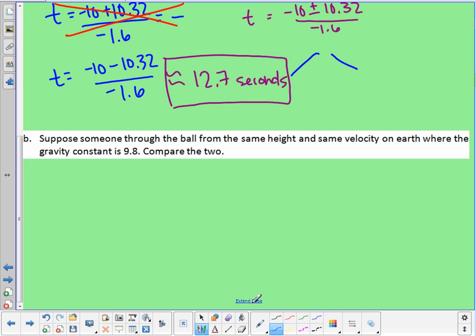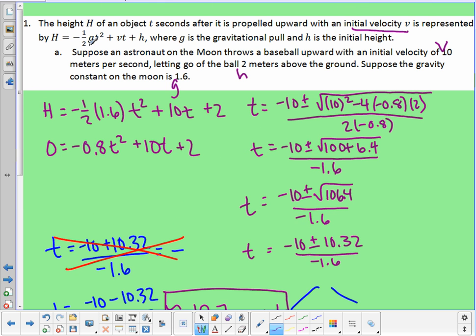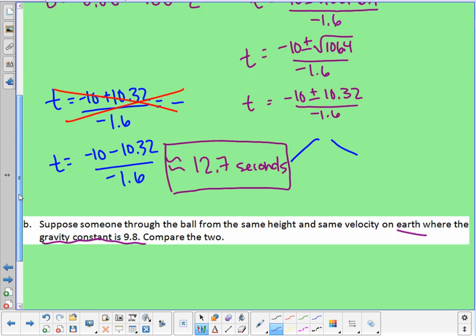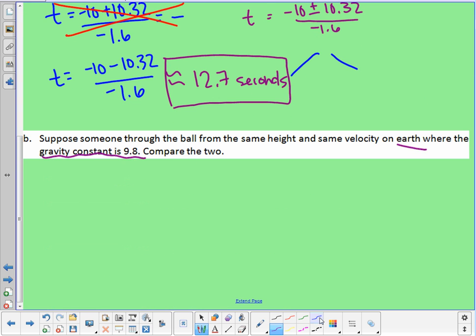Now part B, 12.7 seconds is kind of a long time. It doesn't sound like a long time, but it's kind of a long time for a baseball to go up and hit the ground. Now let's look at part B. In part B, now we want to compare that to what happens if we do it on Earth. So if we do it on Earth, our gravity constant is 9.8. So I need to go ahead and plug that into where I have G. So I'm going to get rid of this 1.6 and I'm going to plug in the 9.8 down below. That means my formula now looks like this.